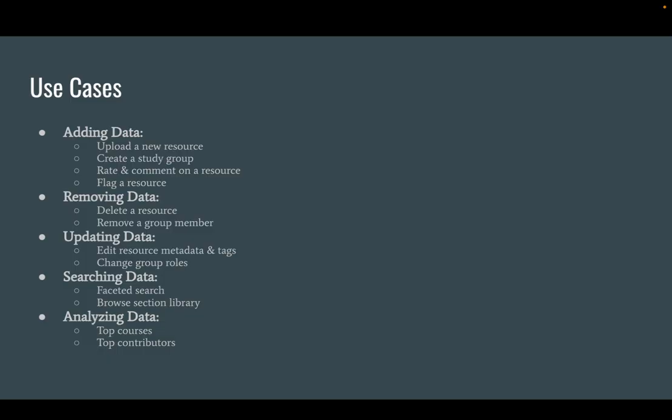For updating, users can edit resource metadata and tags, and group owners can promote or demote members. For searching, there is faceted search where you can filter by a whole bunch of things like course, professor, term, resource type, rating, and tags. There's also a section library view with quick filters. And for analyzing data, we have top courses and top contributors. The top courses query just shows which courses have the most high rated resources, and the top contributors query is like a leaderboard that ranks users by uploads and average rating.